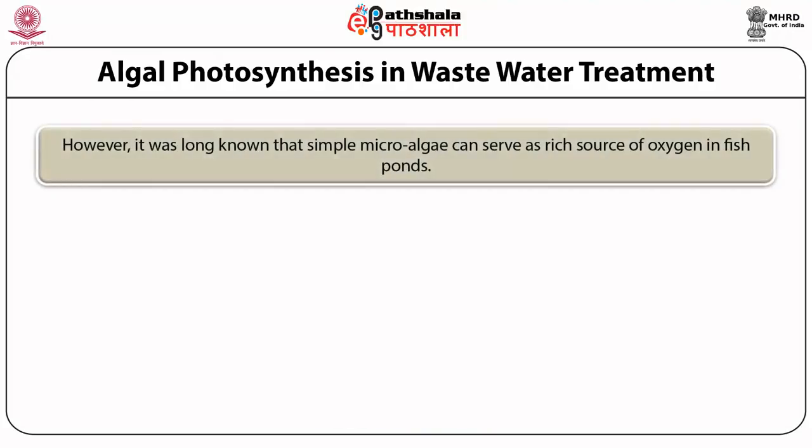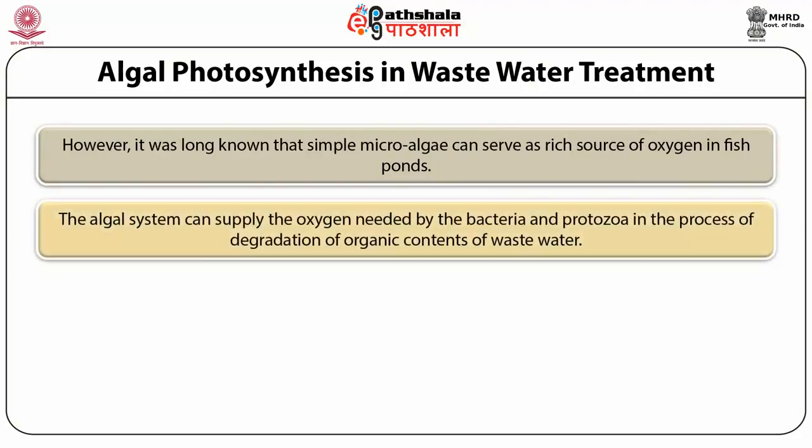However, it was long known that simple microalgae can serve as a rich source of oxygen in fish ponds. This principle was first utilized in sewage treatment by Herman and Gloena in 1958. The algal system can supply the oxygen needed by the bacteria and protozoa in the process of degradation of organic contents of wastewater. It is a natural process and therefore no artificial aeration is necessary.